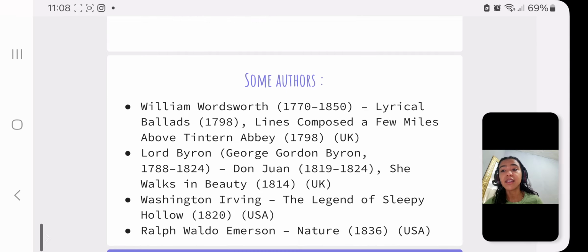And we've got some authors. William Wordsworth, United Kingdom. Lord Byron, United Kingdom. Also Washington Irving from United States and Ralph Waldo Emerson from United States.